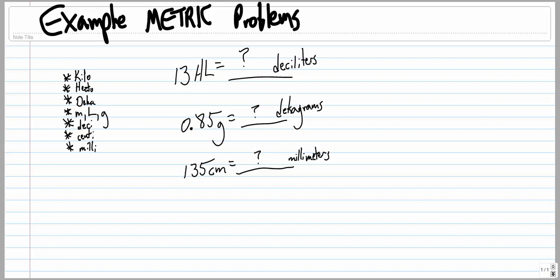I am going to solve 3 metric problems just so you can see how easy it is to do. I'm going to do it 2 different ways. I'm not sure for all 3 of the problems, but I'm going to show you at least 2 different ways to do it. So the first problem, we start off with 13 hectoliters, and hecto is this prefix right here. And we're asked how many deciliters that is. So deci is right here.